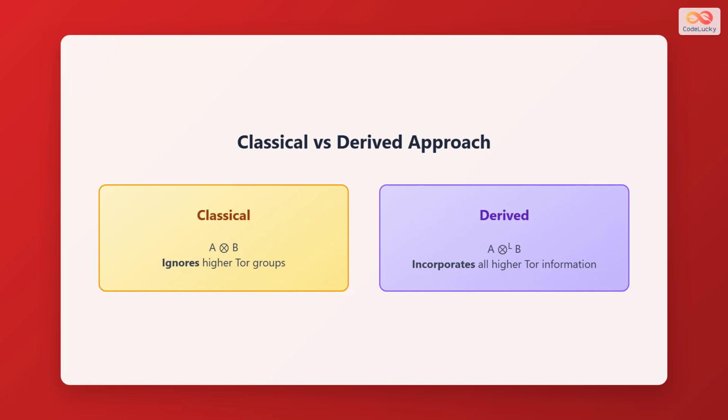Let us compare the classical and derived approaches. The classical approach is A ⊗ B, which ignores higher Tor groups. In contrast, the derived approach is A ⊗^L B, which incorporates all higher Tor information.